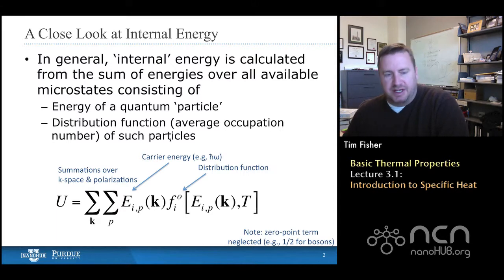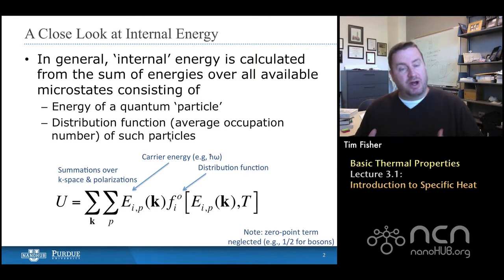So we're interested in the energy of a quantum particle, and then we're going to multiply that by the number of those particles with that energy. So that's our distribution function. At least the average occupation was our distribution function. And when we take that product, then we have to sum over all of those different types of carriers. So that's what we're showing here. It gets a little bit cumbersome. I want to point out a couple of things.